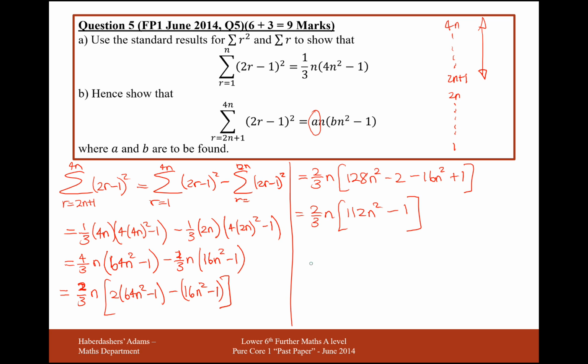So we need to just therefore summarise. A is equal to 2/3, and B here is equal to 120. Excellent, 9 marks for that question.